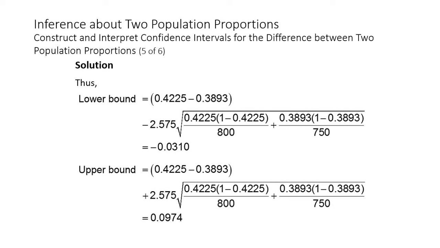Times the margin of error, which is the square root of p1 hat times (1 minus p1 hat) divided by n1 plus p2 hat times (1 minus p2 hat) divided by n2. And then if you switch the sign between the difference between the proportions and the margin of error to positive, you're going to end up computing the upper bound. So we found the lower bound to be this number and the upper bound to be this number over here.